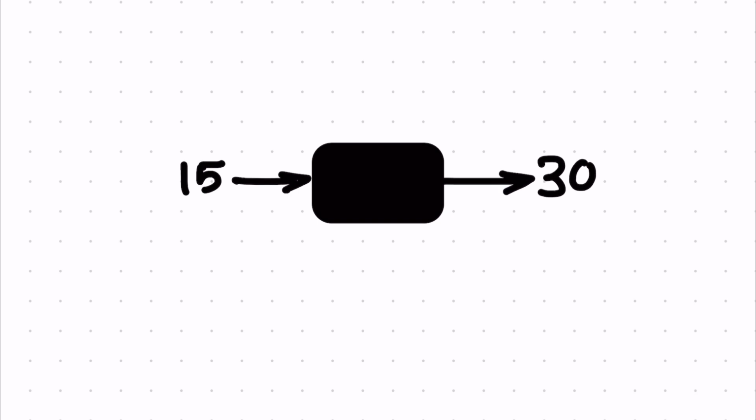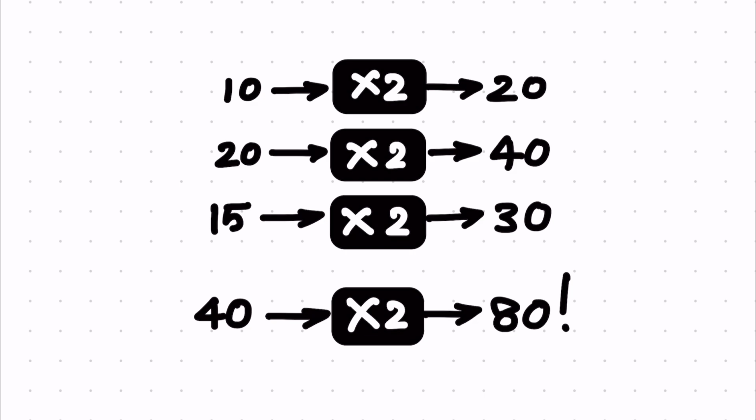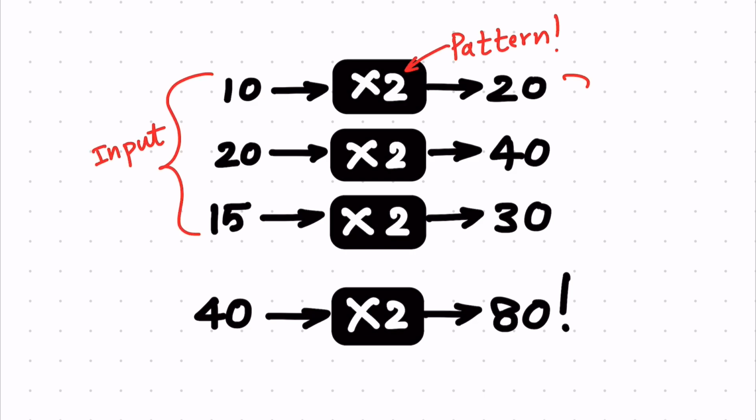Let us visualize it to understand it better. 10 goes inside the box, 20 comes out. 20 goes inside the box, 40 comes out. 15 goes inside the box, 30 comes out. So what's happening inside the box? The numbers are doubling. Based on this information, if I ask you, tell me what will come out if 40 goes inside the box, you will say 80 immediately, because you figured out that the numbers are getting multiplied by 2. You found the pattern between the input and the output on the given data.